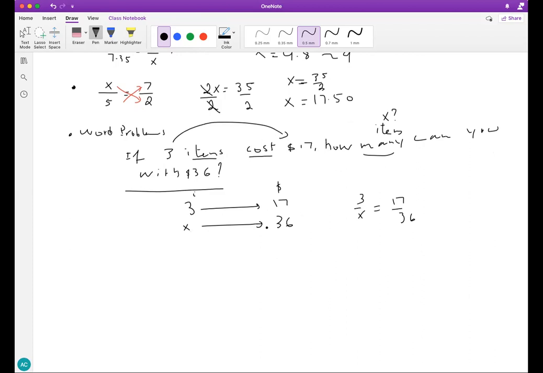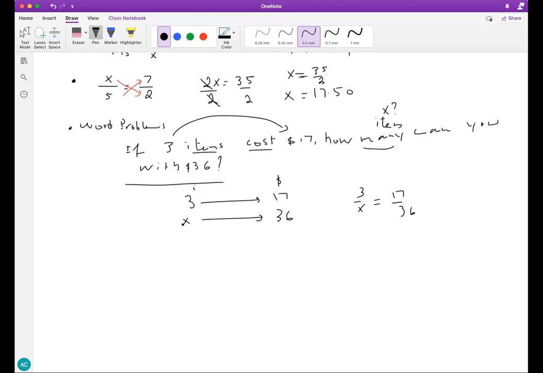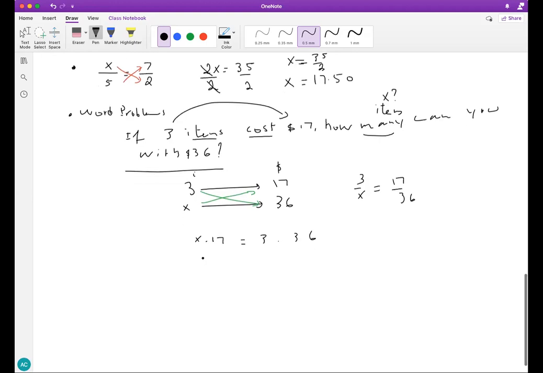Now, just cross multiply. You could have cross multiplied here, or you could do it after you turn it into fractions. We're going to try to start with the X multiplication first, instead of doing this first. We want the X to be on the left side, so X times 17. Okay, we did this. Now we're going to do the other multiplication. 3 times 36. So this is 17x.